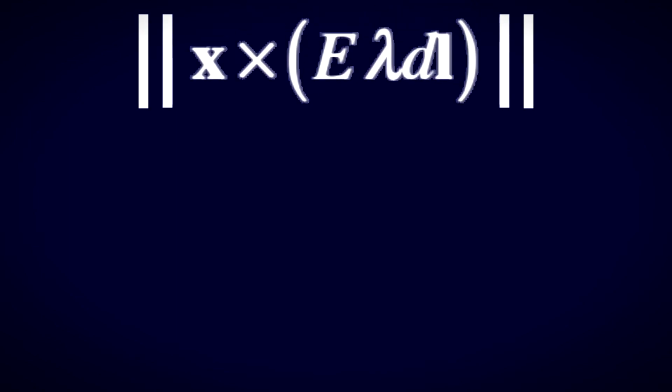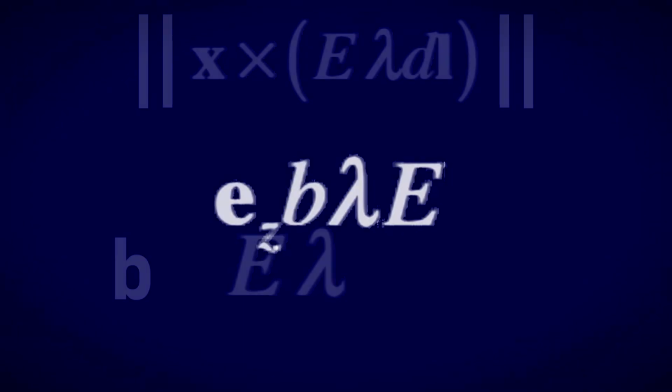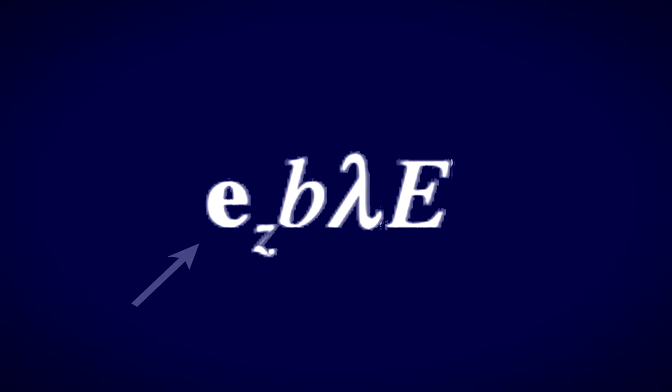The magnitude of the vector of the cross product is then the product of the magnitude of vector x, which is the radius b, and the magnitude of dl, which is Eλ, which leaves us with this vector. Note that the E sub z here is meant to represent the direction of the vector.